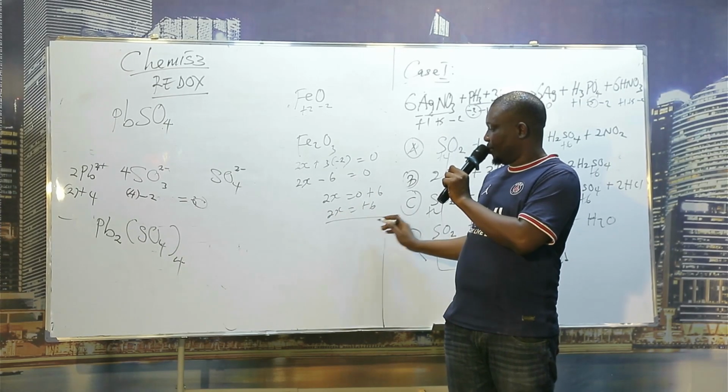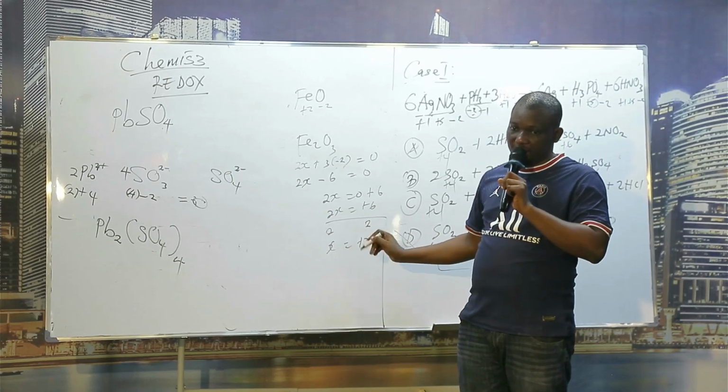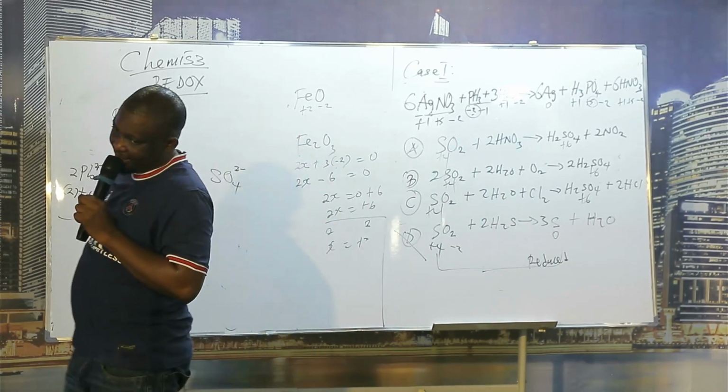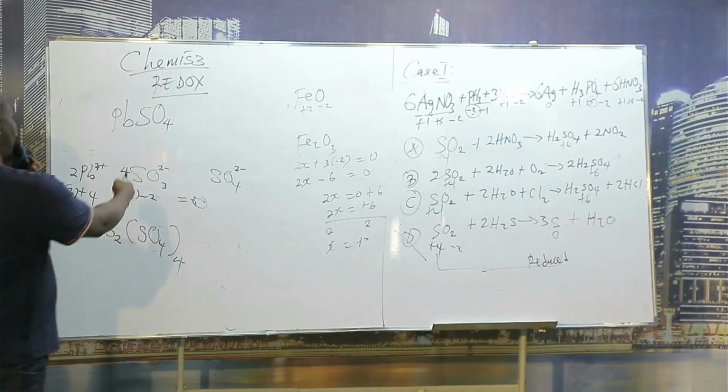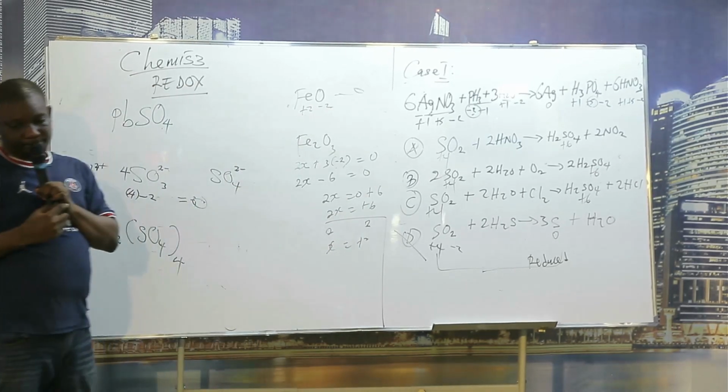Divide both sides by 2. X alone is 3. Iron (III) oxide. The other one is iron (II) oxide. That's how they cancel, because the two of them are already equal to 0.